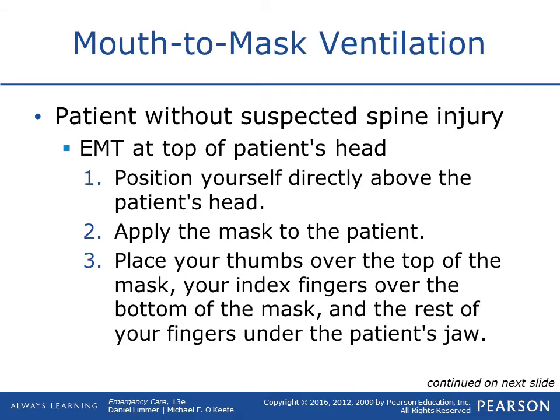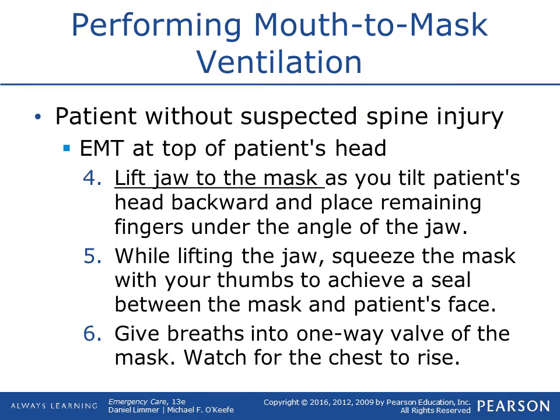For the patient without any kind of suspected spine injury, the patient who doesn't have any traumatic issues, you're going to have the person at the top of the patient's head, and they are going to apply that mask, make the seal to the face, put the thumbs over the top of the mask, and your fingers around the bottom of the jaw, kind of creating a clamp. And you're basically going to pull the jaw up to that mask and make a tight seal, so that when you blow through that mask, all the air goes into the patient's mouth, not out around the seal. So lifting that jaw up, making the seal squeeze tight, and you just breathe in through that one-way valve.